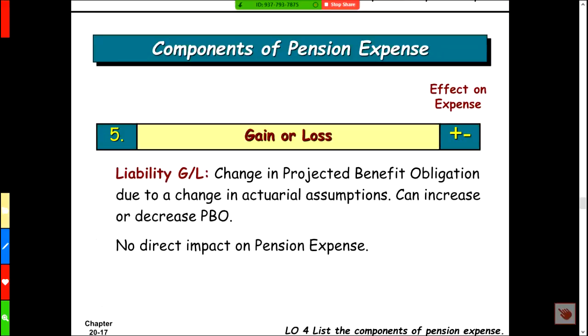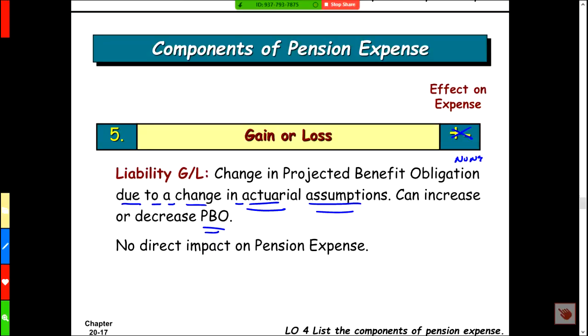Okay, so now there's a liability gain or loss. This one's a little bit easier to deal with, but you have to recognize the language. And here's the key thing: due to a change in actuarial assumptions. As soon as you see that key language, you know it's a liability gain or loss. This does not affect pension expense directly. It can increase or decrease the PBO, all right? So actually this should just be none.